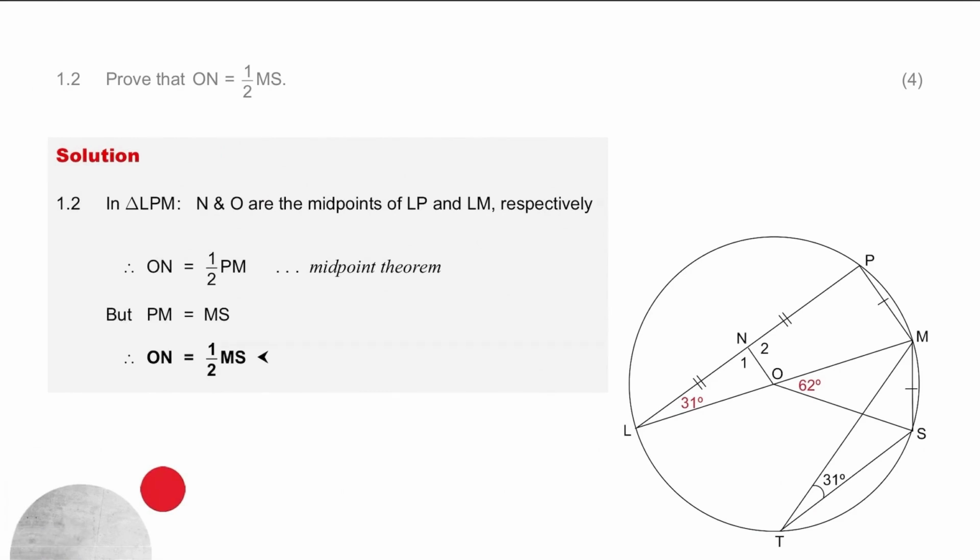So if we write that up properly, we're going to start by acknowledging that we have midpoints. So N and O are midpoints of LP and LM respectively. Then we're going to make the statement ON is a half of PM, midpoint theorem. We explain that PM is the same value as MS, and then we swap in the MS in place of PM, and we have our result. ON is a half of MS. That is a 4-mark question, and if you think that through, it is a really easy 4 marks if you know what you're doing.